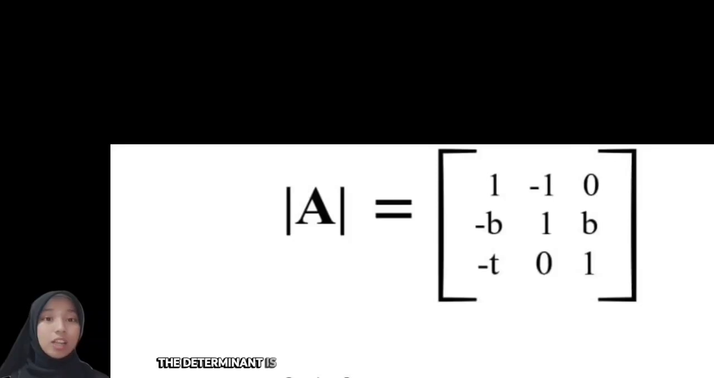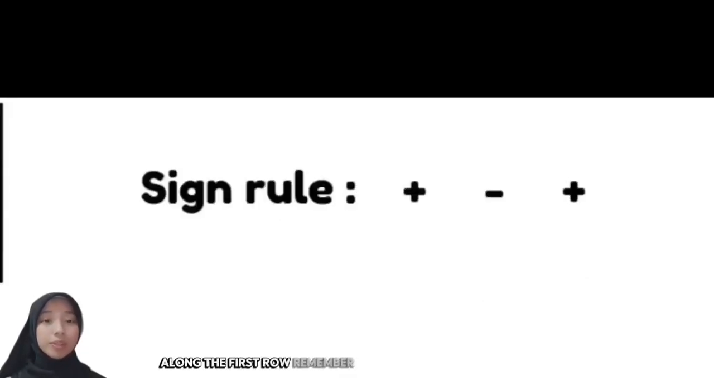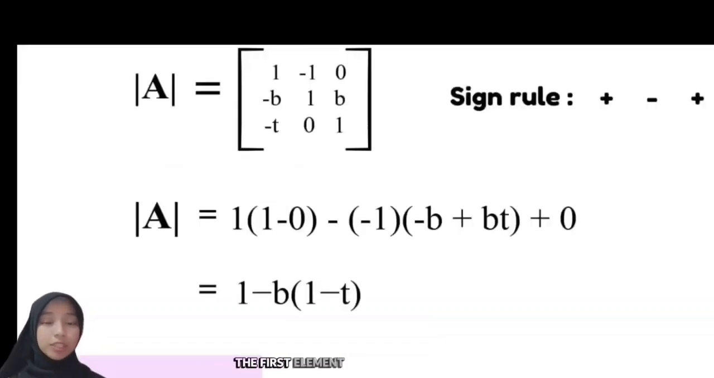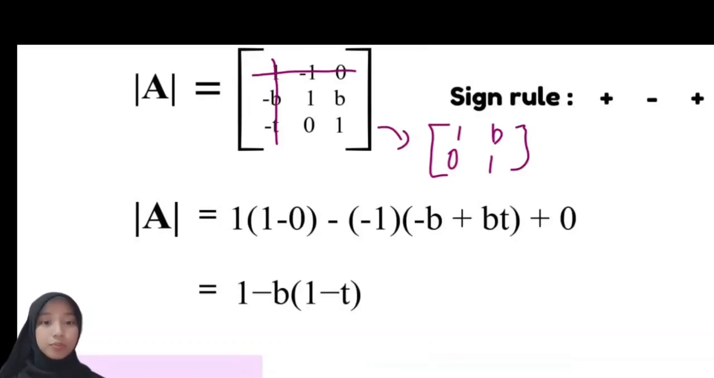The determinant is calculated by expanding along the first row. Remember the sign rule: plus, minus, plus. The first element is 1. Its minor is obtained by removing the first row and first column. The determinant of the minor is 1, so the first term is 1.